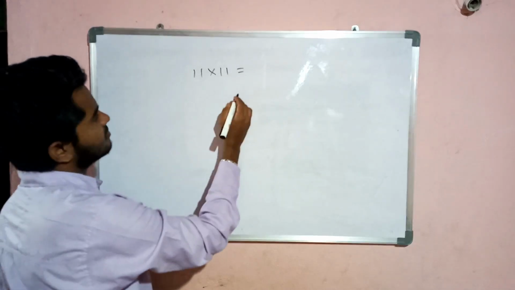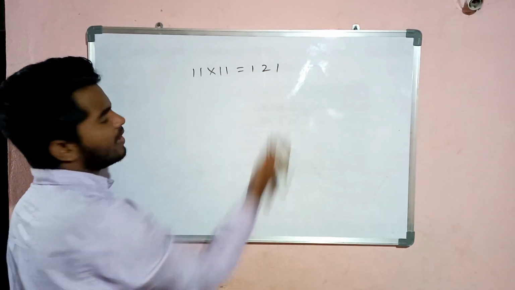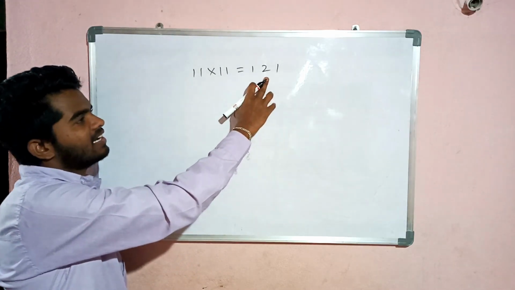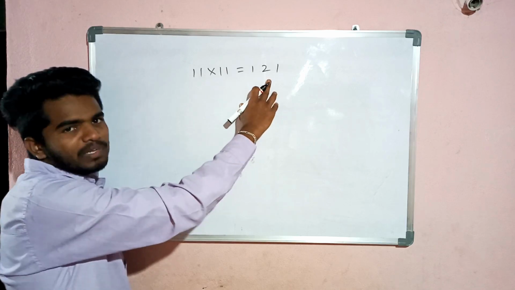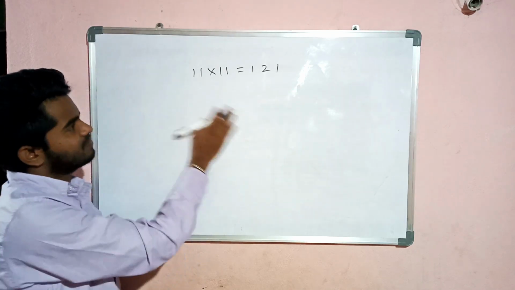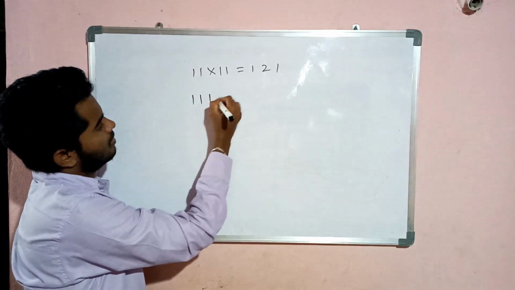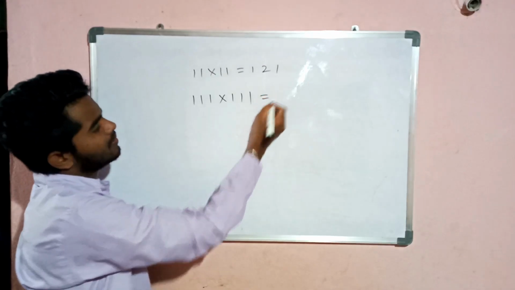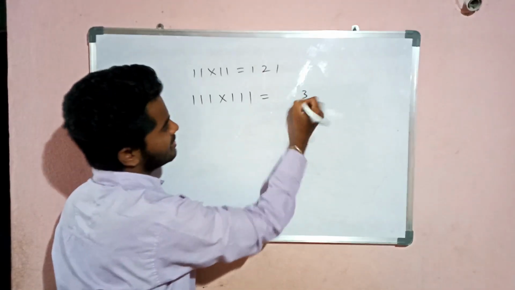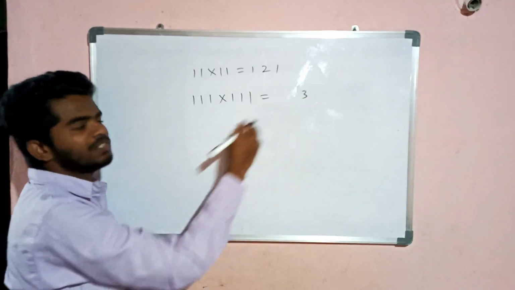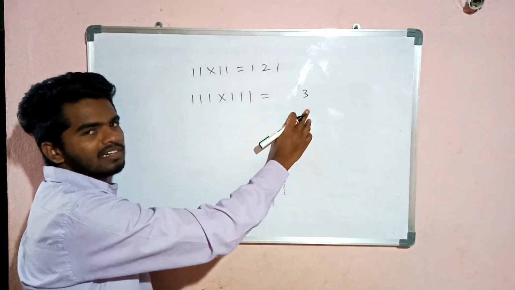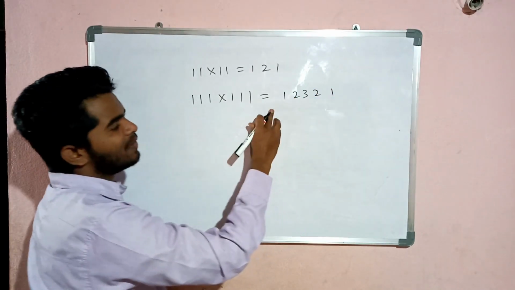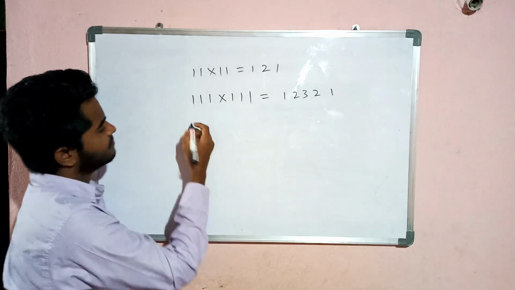11 into 11 is 121. How many ones? 2 ones. 2 is in the middle, decreasing to 1 on the left side and also decreasing to 1 on the right side. 3 ones multiplied by 3 ones equals how many ones? 3 ones. 3 is in the middle, decreasing to 1 on the left side and also on the right side. 3, 2, 1 and 3, 2, 1.